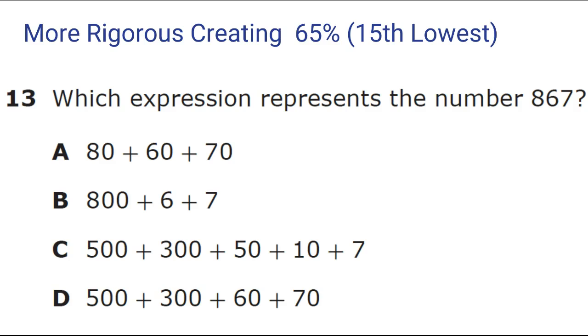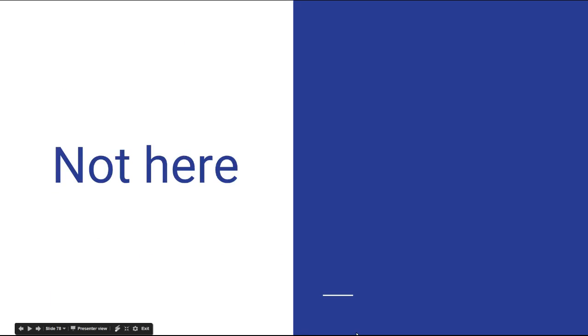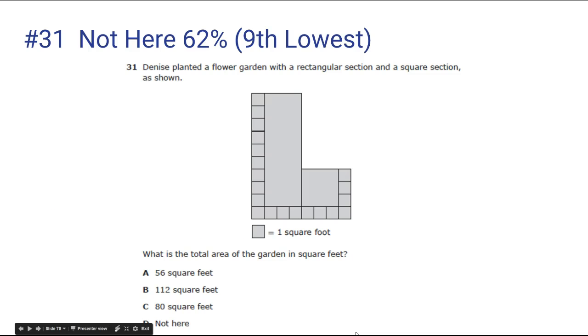Here we have "which expression represents the number 867." Notice that the kids have to break the numbers apart. They decompose these numbers to find one that would match with 867. "None of these" was one of the answer choices that was given to us. So if you notice number 31, we had "none of these" listed at the very bottom.